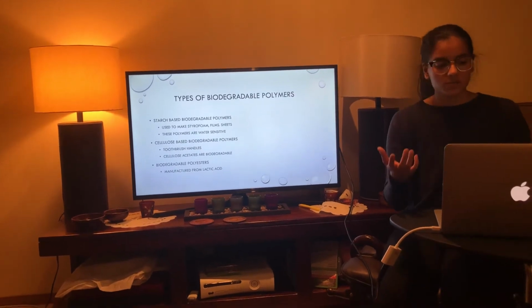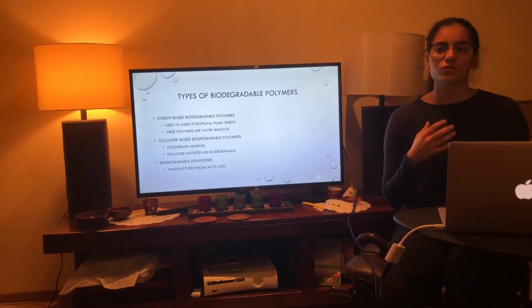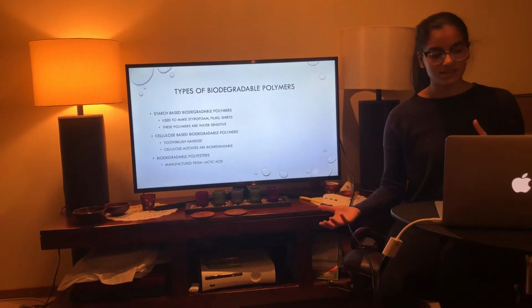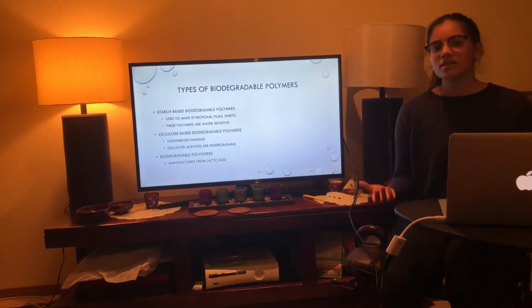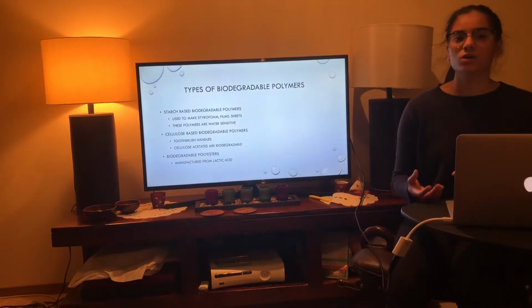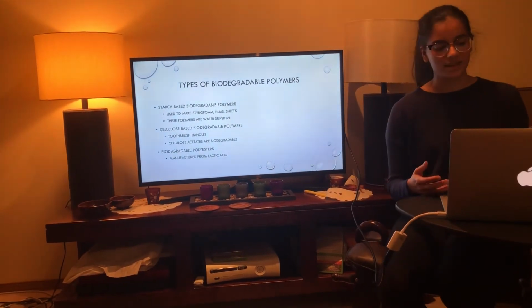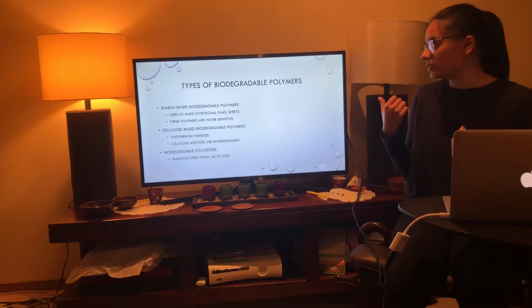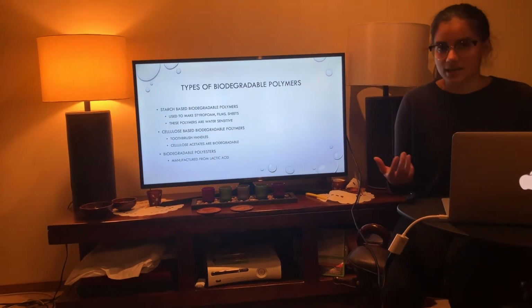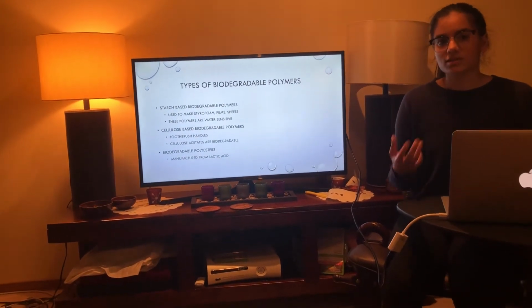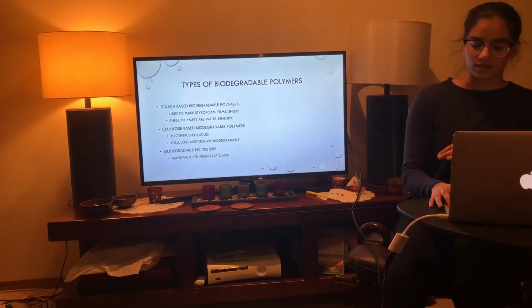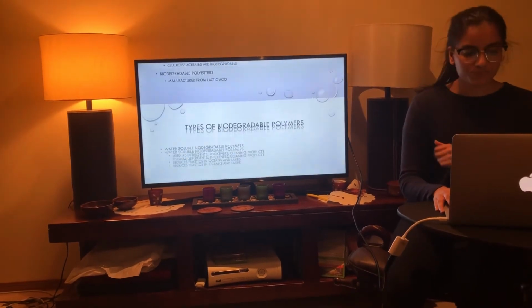And you can have cellulose-based biodegradable polymers, which actually account for the rigidity that is provided by plastics. And a lot of studies said that cellulose is not biodegradable, but a strain of cellulose acetates are actually biodegradable to a certain extent. And then you have biodegradable polyesters, which are manufactured from lactic acid. So these will also disintegrate in soil, and these are used to make a lot of fabrics today.